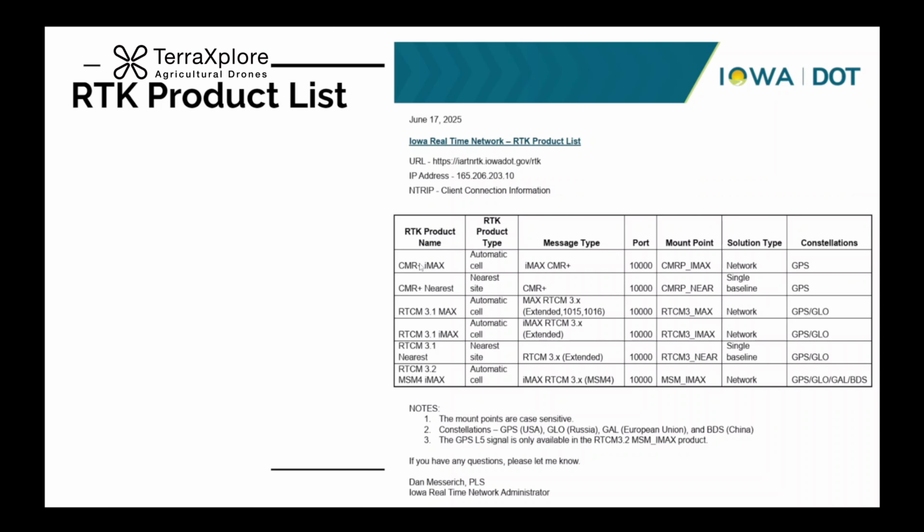Another important detail is that they offer 6 products for you to sign up through your drone, except the top 2 that say CMR plus IMAX and CMR plus Nearest, they don't really work on the drone. RTCM, those 4 at the bottom, they all work. So if you're signing up for it on your drone and logging into the RTK, which I'll show you, don't choose these 2, the top 2. Only choose the bottom 4.